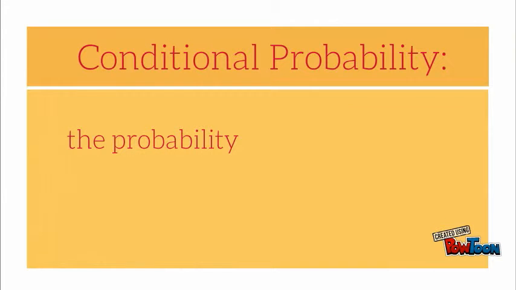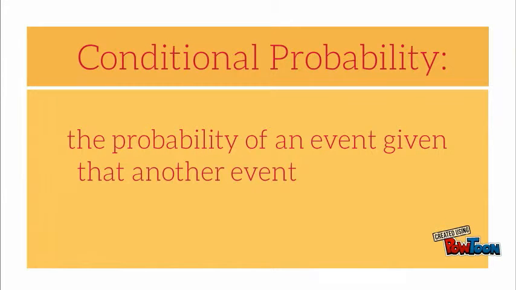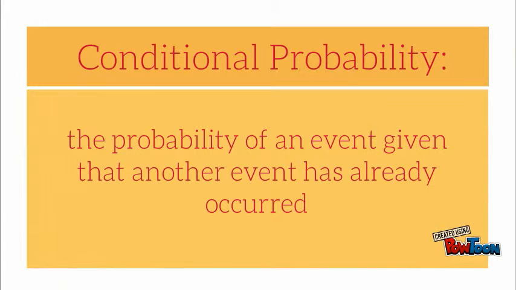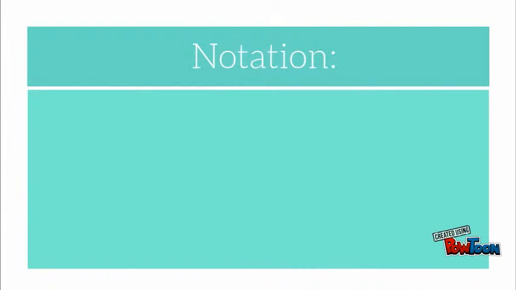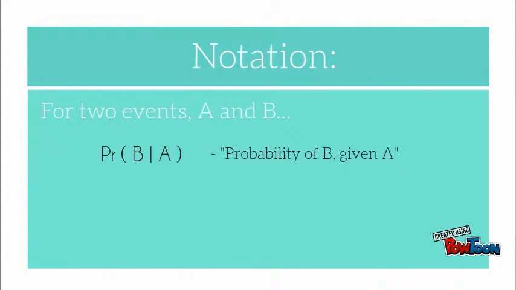Conditional probability refers to the probability of an event given that another event has already occurred. Before we get started exploring this concept, here are some symbols you need to know. The probability of B given A, the probability of A and B, and the probability of A or B.